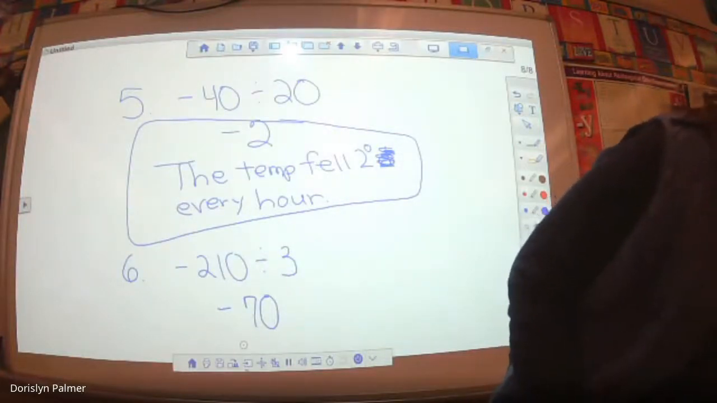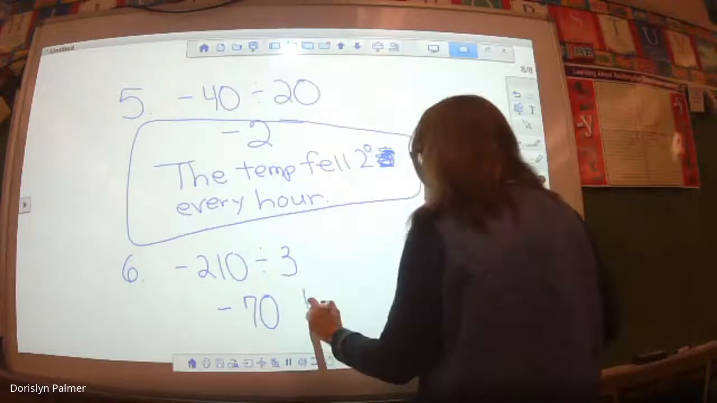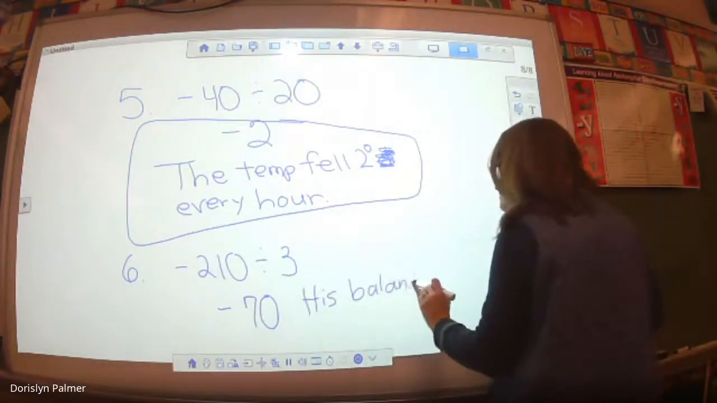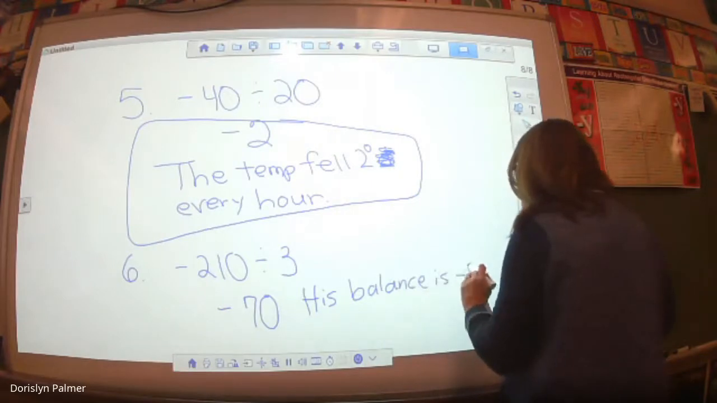Explain what it means. His balance is -$70. So like he owes $70 basically.